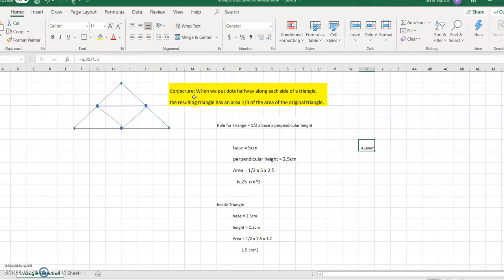When you do your conjecture, most of the ones around quadrilaterals have been saying the inside shape is half the outside shape. Don't be shy about just making a simple conjecture like that and testing it. So that's an example of doing, rather than a quadrilateral, a triangle, using the same process: dots halfway along, joined the dots up, calculated the area of the outside triangle, but instead of using just grid paper, I've used a rule to help me here, and the area of the inside triangle.